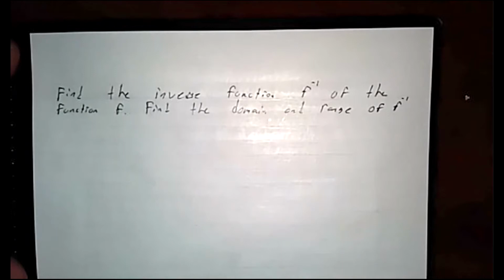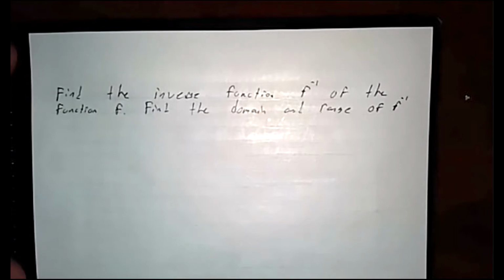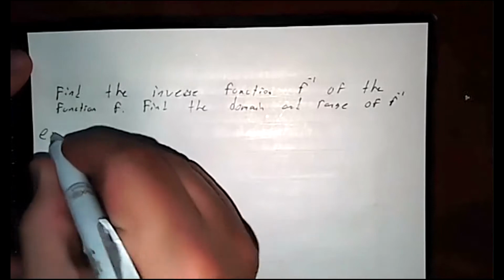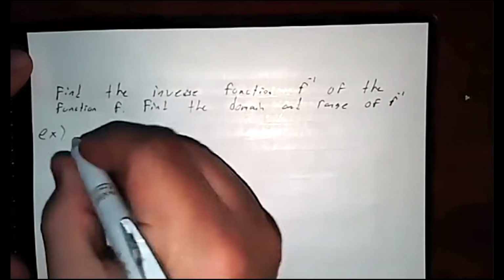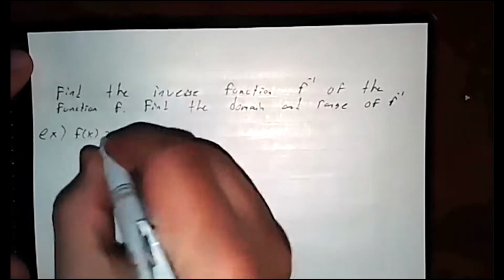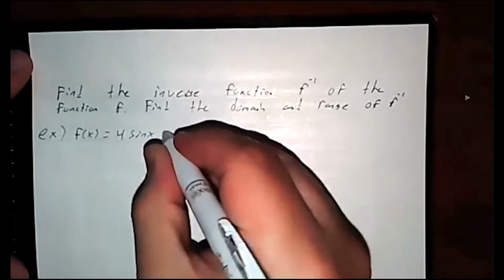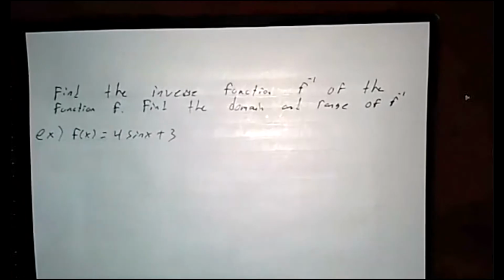Okay. For the domain and range part, it helps to graph the one they give you. So we'll do this example here. F of x is equal to 4 sine x plus 3. So let's graph this first before we start.